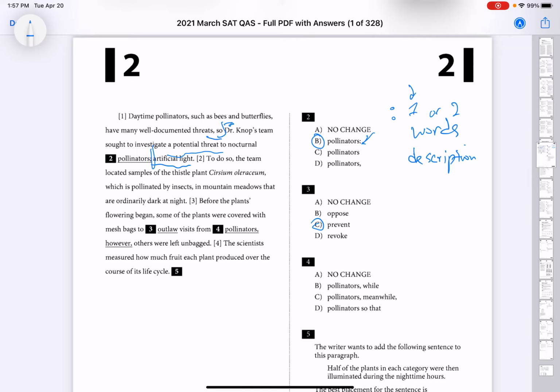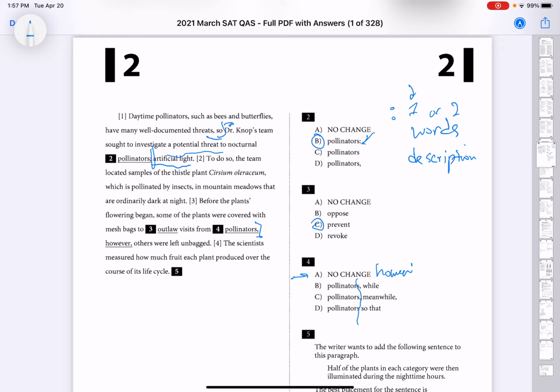All right, so in order to do 4, we need to see what the relationship is between the first clause and the second clause. And when I say the first clause, I mean before the word "however" in the answer choice here. So this is the no change version, and as you can see, this is "however" here, right? And the other ones are "while," "meanwhile," and "so that." So we're trying to look for a transitional word. So let's see what happens in the context.